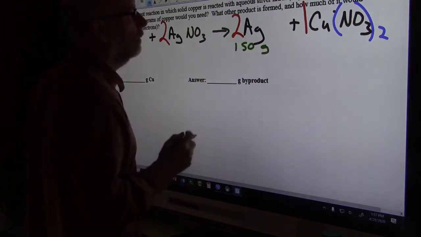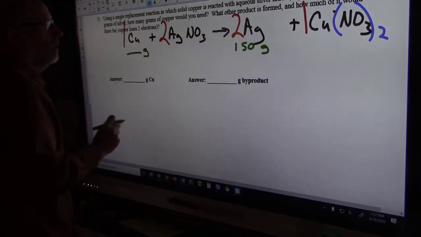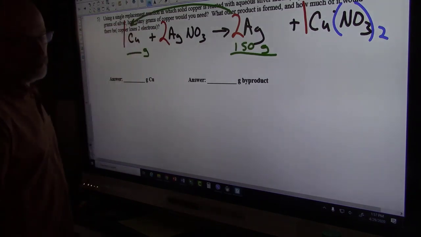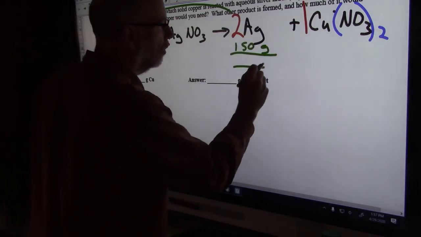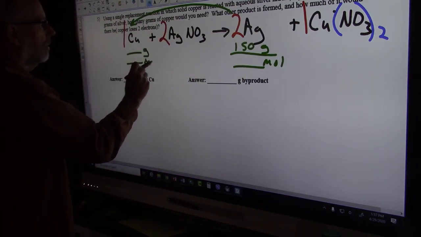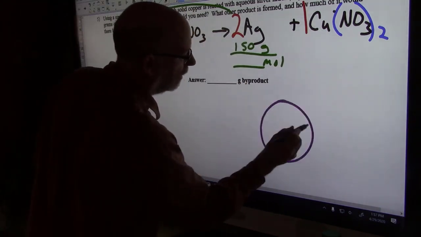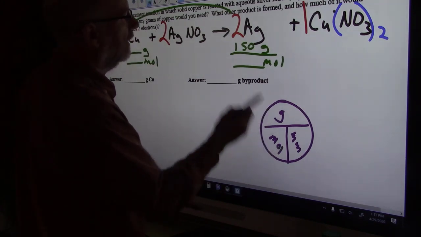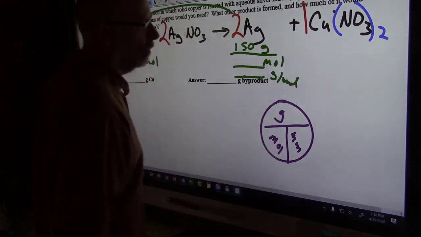150 grams. That's what I want to make. How many grams of copper would I need? Well, it would be great if this was a 2 to 1 gram to gram ratio, but it's not. It's 2 to 1 mole to mole. So I need to calculate the moles of silver, and then I'll know I have half as many moles of copper. To calculate the moles here, I do have to remember my little calculator deal. Moles, grams, molar mass. Moles equals grams divided by molar mass. I got grams. I need the grams per mole, which is my molar mass.